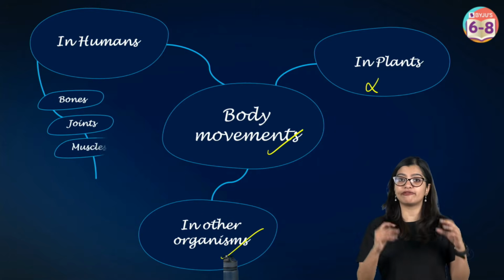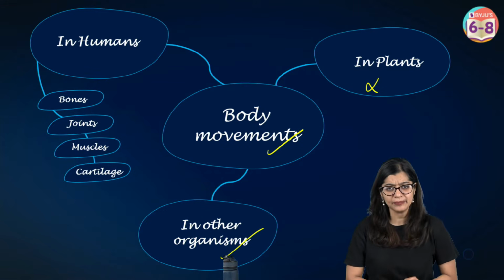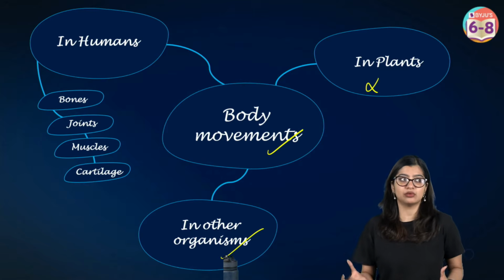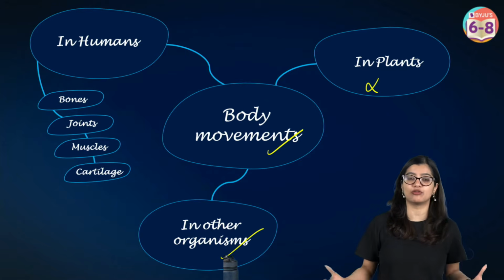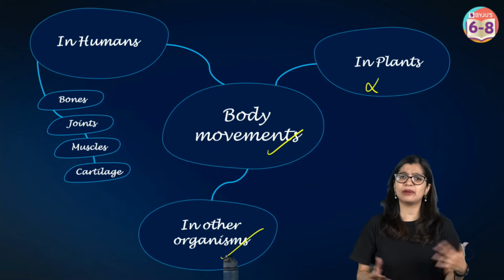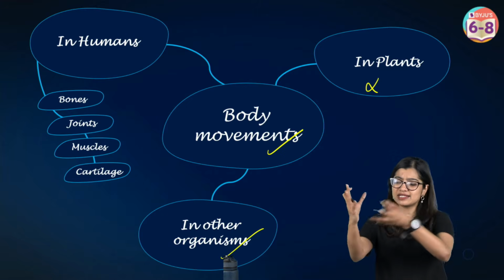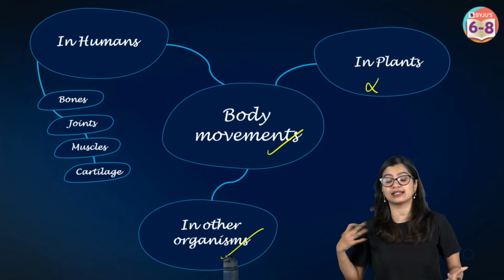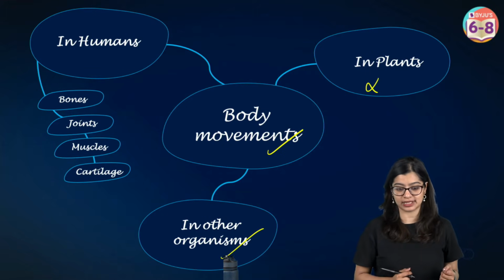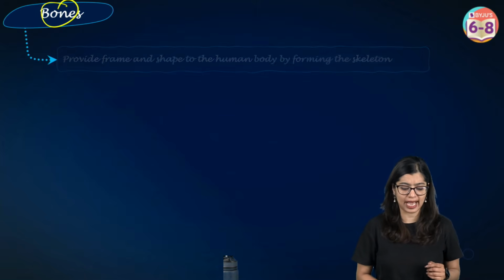Now let's move on. Firstly, understanding movement and locomotion in human beings, right? If I were to ask you, how is it that I'm able to move my hand? How is it that I'm able to go from one place to another? You'll tell me, ma'am, my legs are there, my hands are there, hence I'm able to move. But what is exactly there in our legs and hands that is helping us carry out all these activities? Well, we see that our entire body, not just our legs and hands, is made up of rigid, hard structures called bones.